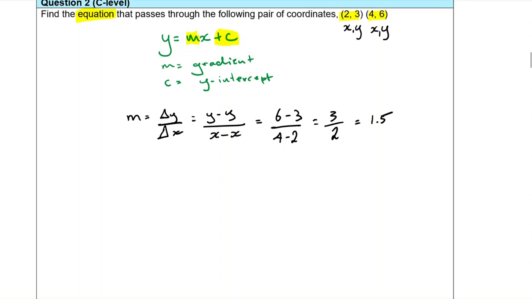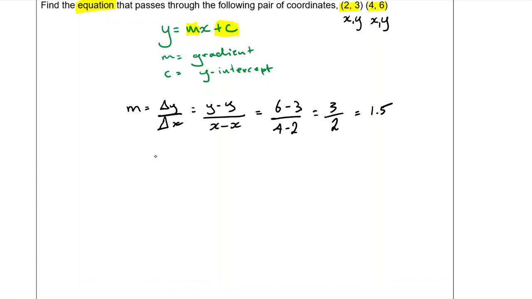And the next part is to find c. But first, I will rewrite my equation with my newfound m. So m is 1.5, so y equals 1.5x plus c. The only thing left to find now is my y-intercept. Now I can use any of the two points that have been given in the question to find c. I'll use the first pair of coordinates, 2 and 3. So using 2, 3, we'll find c. I'm going to put y to be 3 and x to be 2.